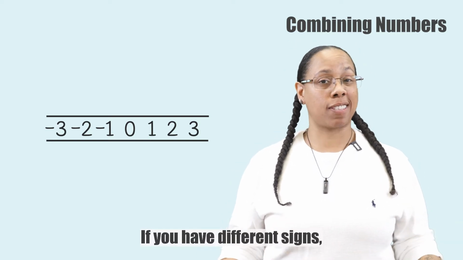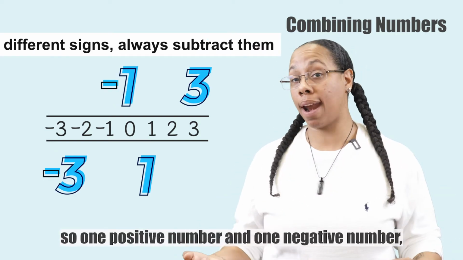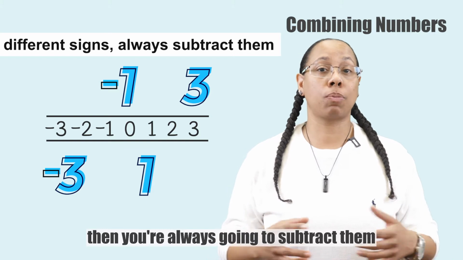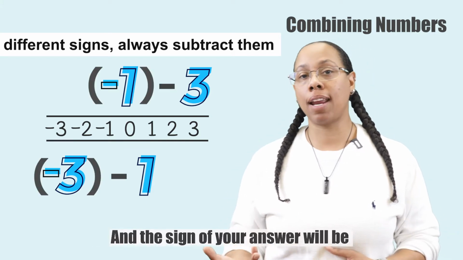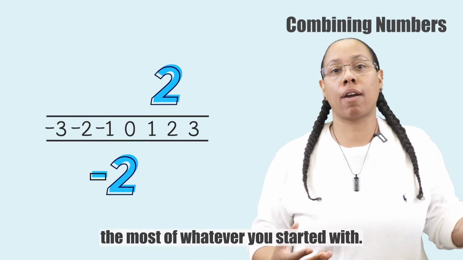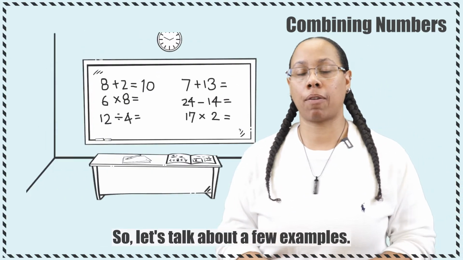If you have different signs, so one positive number and one negative number, then you're always going to subtract them, or find the difference between those two values. And the sign of your answer will be the sign of whichever you started with more of. So let's talk about a few examples.